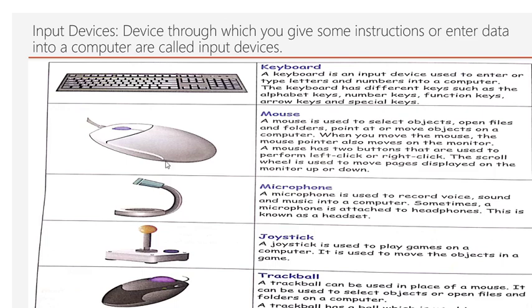Our first device is a keyboard. Now what is a keyboard? A keyboard is an input device used to enter data or type letters and numbers into a computer. The keyboard has different keys such as alphabet keys, number keys, function keys, arrow keys, and special keys. You might have seen your keyboard physically either in your classes or in the computer lab.